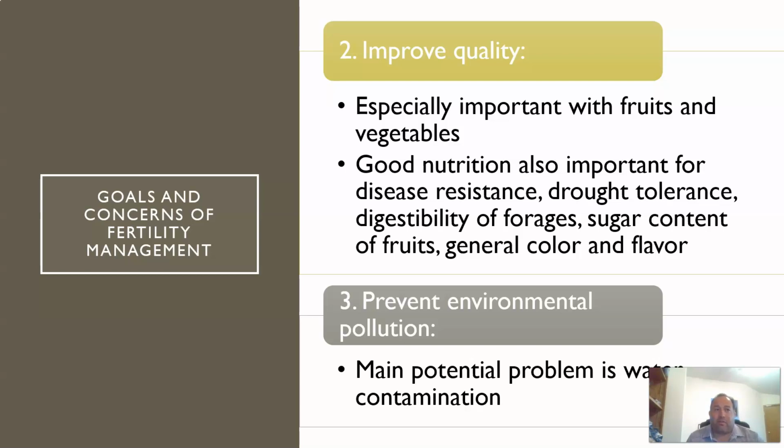We want to prevent environmental pollution. We know that fertilizers are problematic. The big thing is not doing it in such a large amount or in such a wasteful way that it causes problems to the environment. The main problem being water contamination.